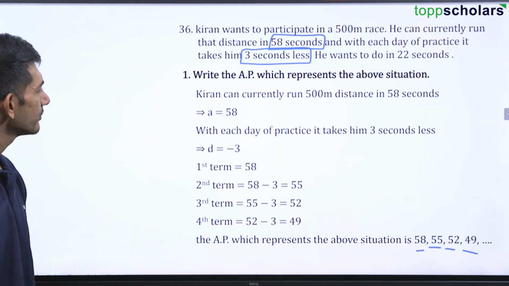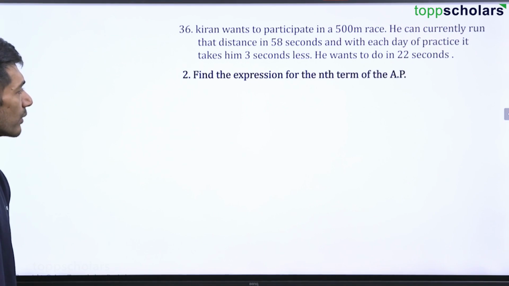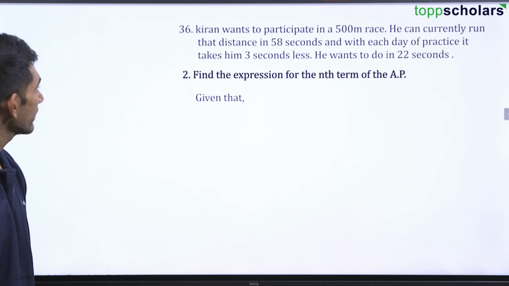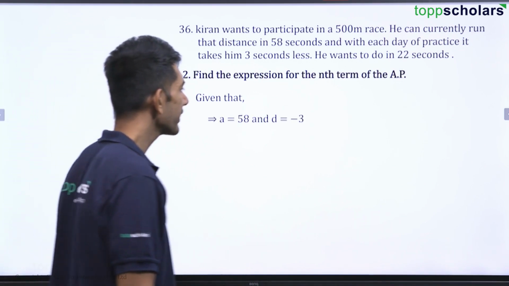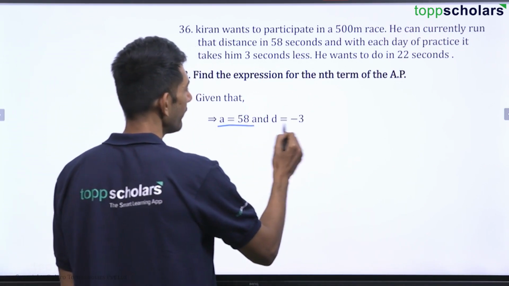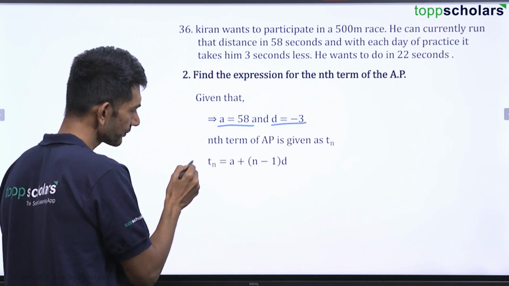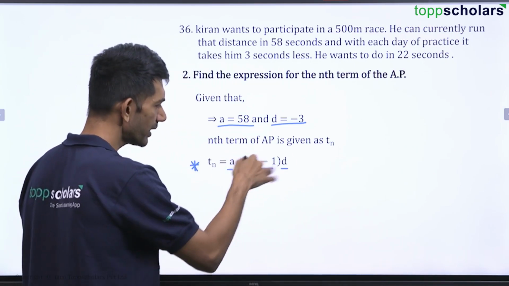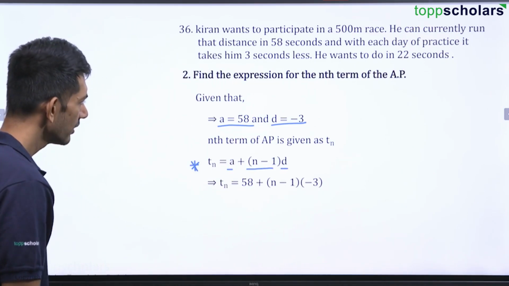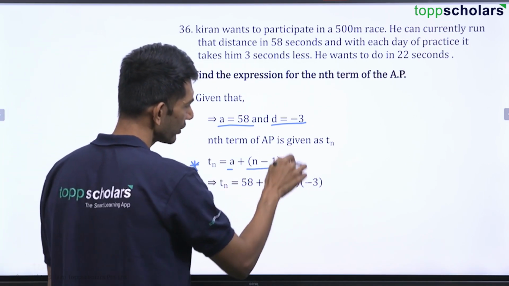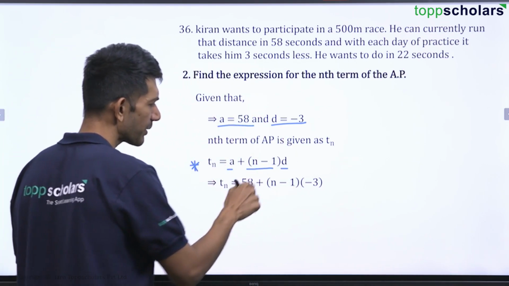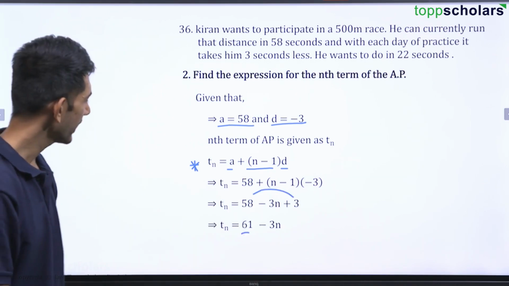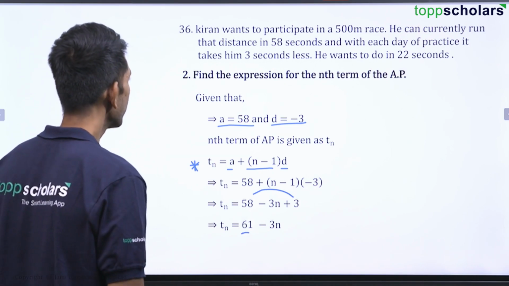AP is created. Now, what is the second question? Find the expression for the nth term. Nth term, as we know, is given by an is equal to a plus n minus 1 into d. We know a, we know d. Put a, put d, get the nth term. This is not difficult. 58 plus n minus 1 into minus 3. That is 58 minus 3n plus 3. And then we have 61 minus 3n, as we have just seen, right? Okay. We got the nth term.